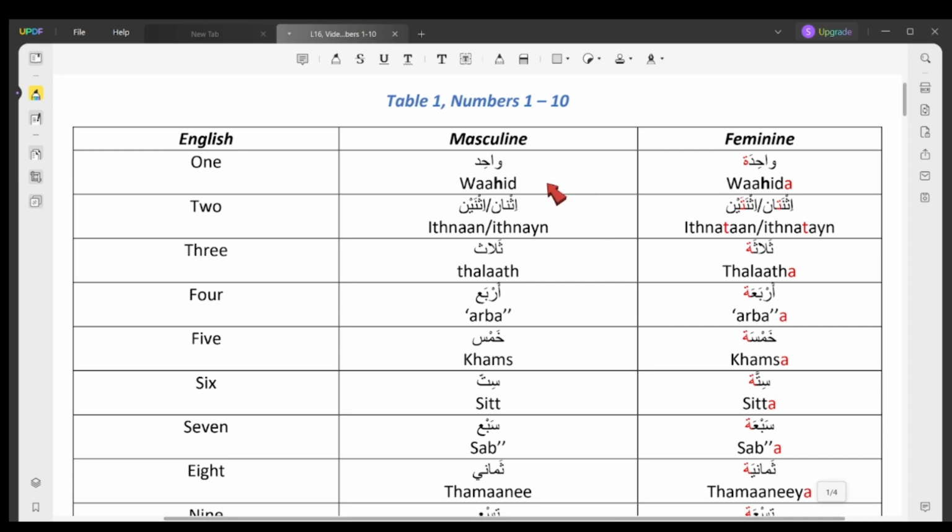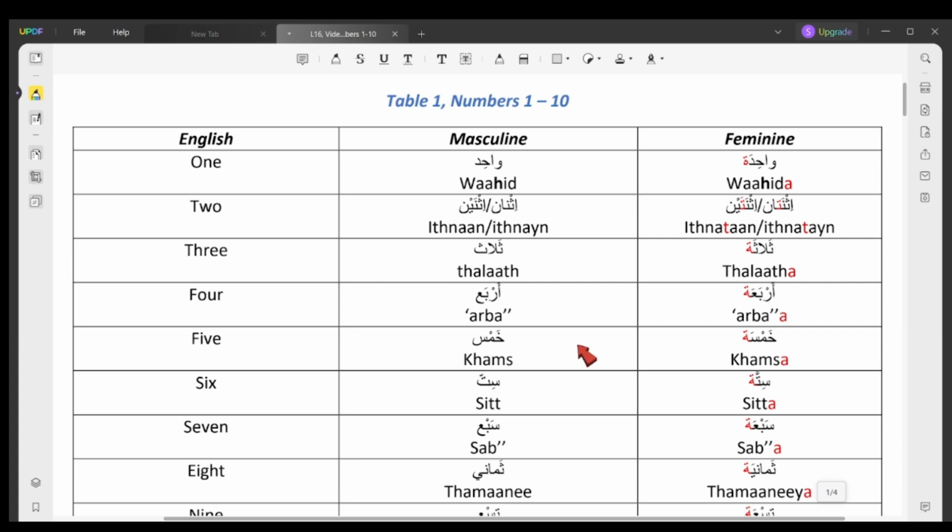Now let's look at the number 1. Masculine, waahid. Waahid. And the feminine, waahida. Waahida. The number 2, ithnan or ithnain. And the feminine, ithnatan or ithnatain. The number 3, thalath. And the feminine, thalatha.